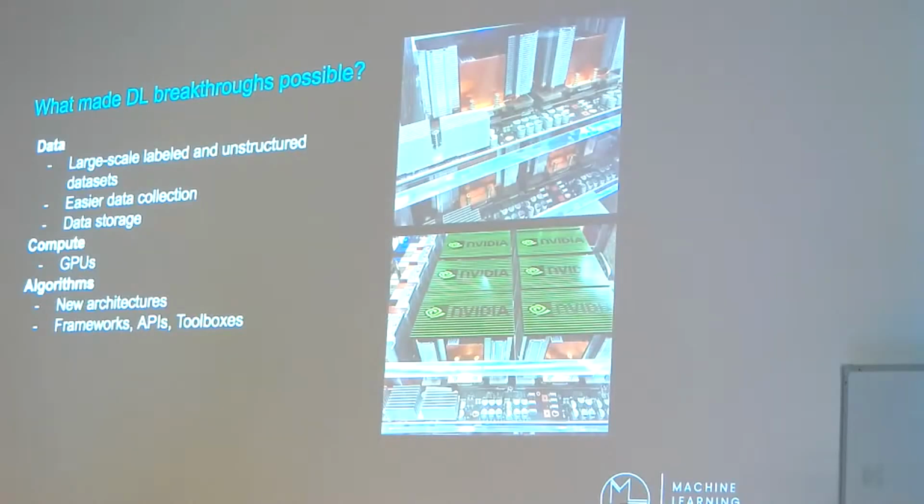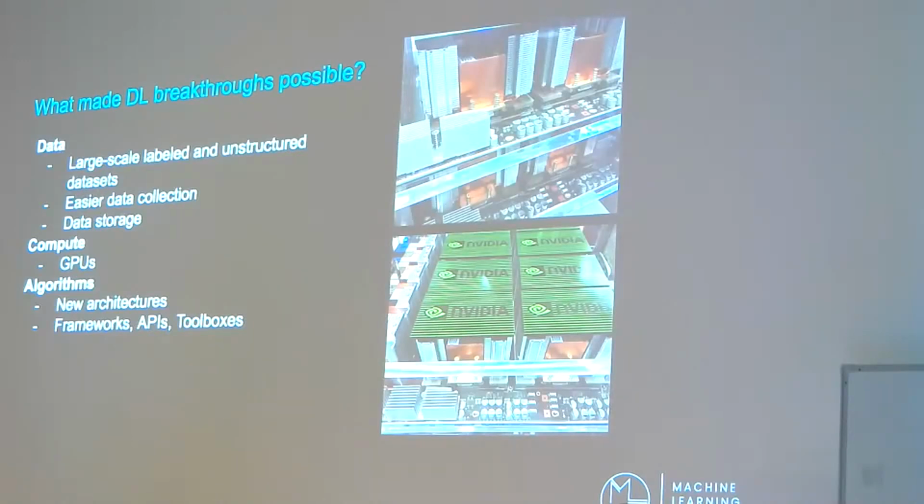Also, data collection is easier, so we have a lot of different ways to get data, unstructured data as well as labeled data. There are services out there like Mechanical Turk. It makes it very easy and very cheap to get labeled data, as well as data storage. So the infrastructure plays actually a really big role.